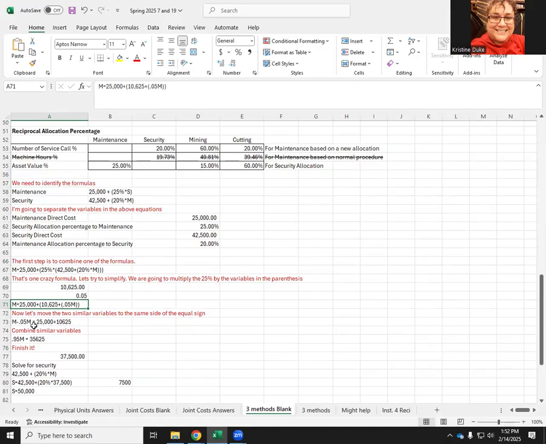Okay. I need to get that M onto the same side of the equal sign as this M. So in order to do that, I do the opposite process rule. Negative 0.05, move it over here to the other side of the equal sign. So now I've got an M minus 0.05 M equals 25,000 plus 10,625. Combine like variables: 0.95 M is 35,625.